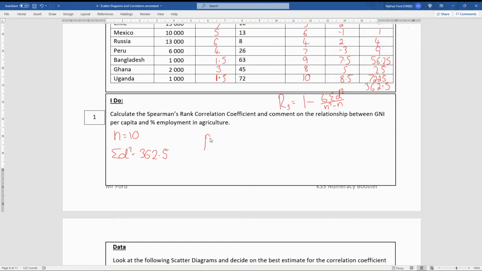So the Spearman's rank is 1 minus 6 times 362.5 divided by n to the power of 3. So that's just 10. 10 cubed minus 10. I'm going to pop that all into my calculator. Okay, so just take your time with it. Make sure you get it right.